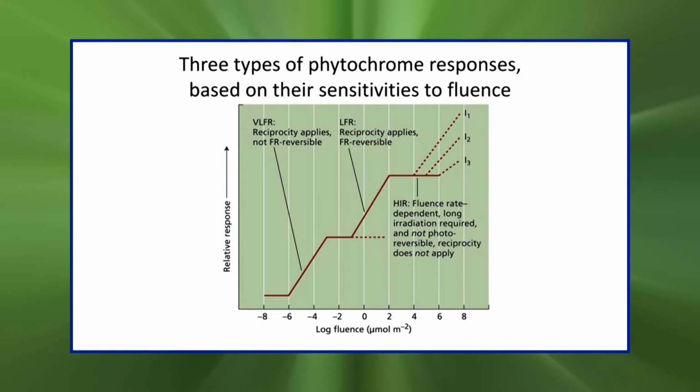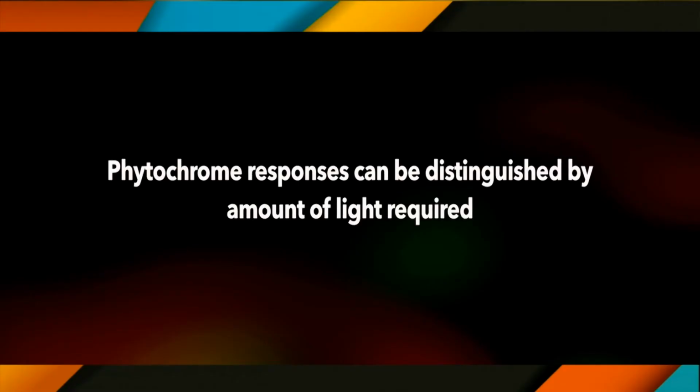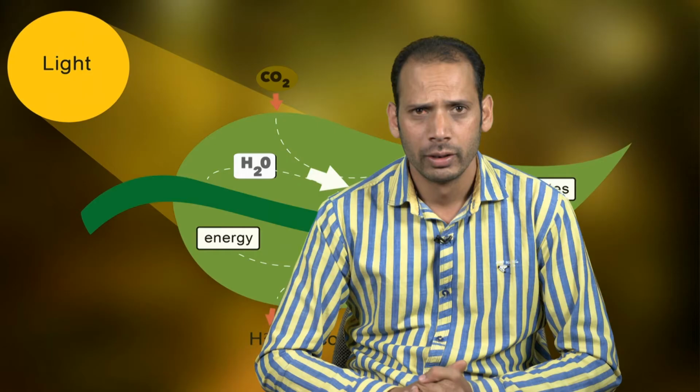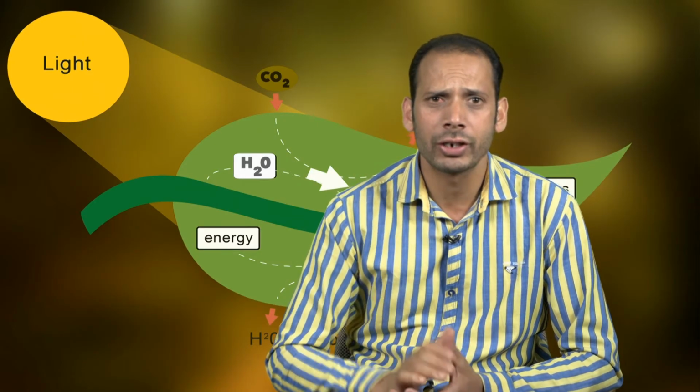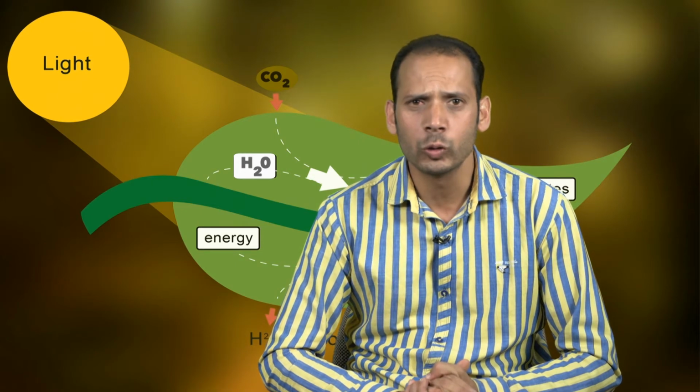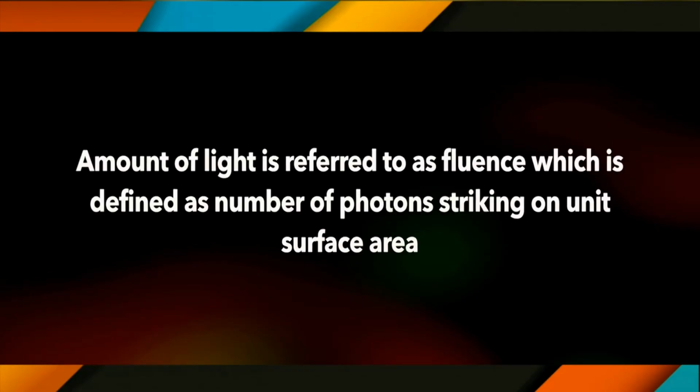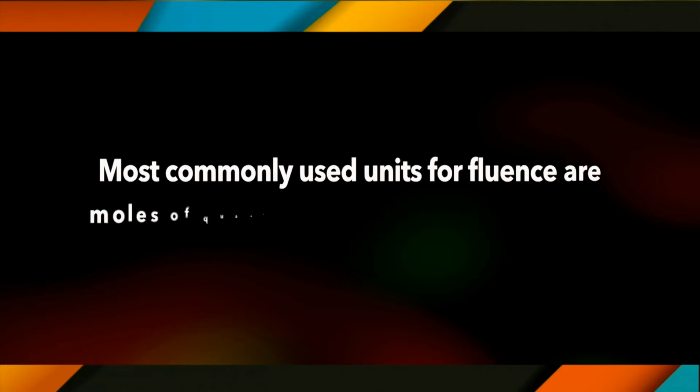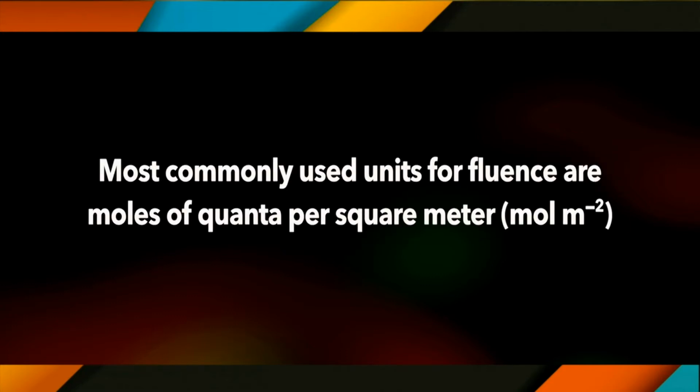The high energy reaction, which required radiation with relatively high energy for a relatively long period of time, was renamed as high irradiance response. Phytochrome responses can be distinguished by the amount of light required to induce them. The amount of light is referred to as the fluence, which is defined as the number of photons striking a unit surface area. The most commonly used units for fluence are moles of quanta per square meter.